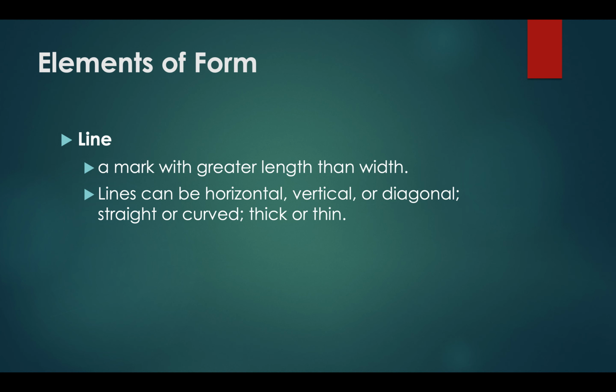We can think about this as being very one-dimensional, talking about something more than a point, but we're not talking about something that has area. Lines can be horizontal, vertical, or diagonal. We can have straight lines, we can have curved lines. Lines can be thick or thin, but we're talking about just the single dimension of the line.